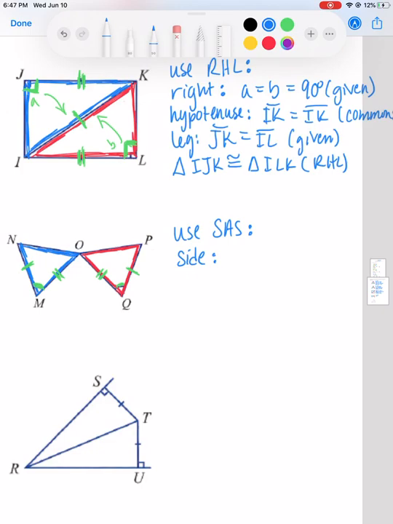Okay, our first side is NM equal to PQ. So those are the ones with one mark on them, and they were given.